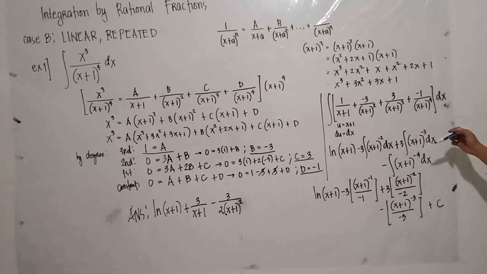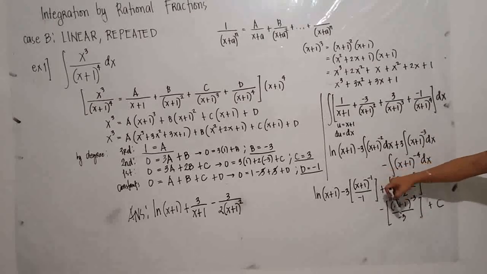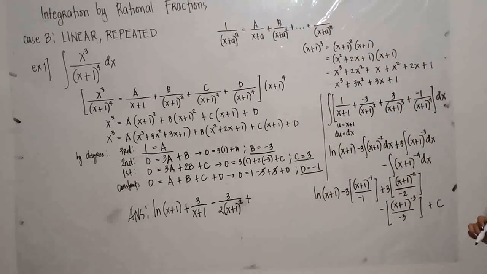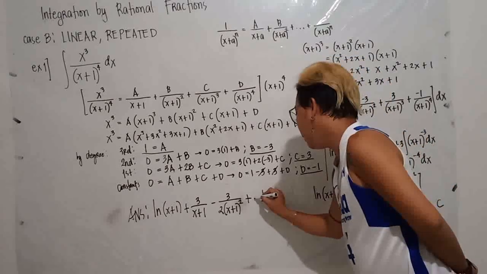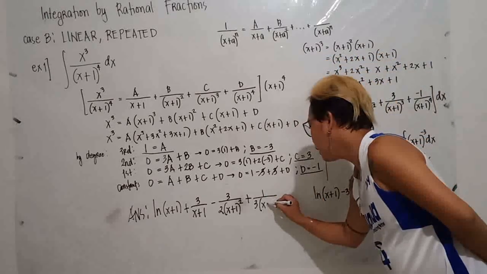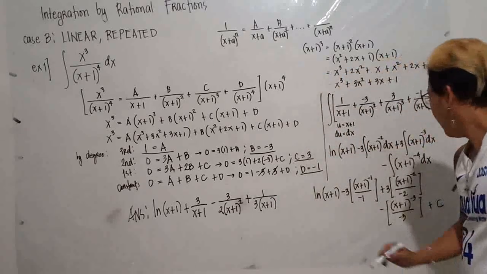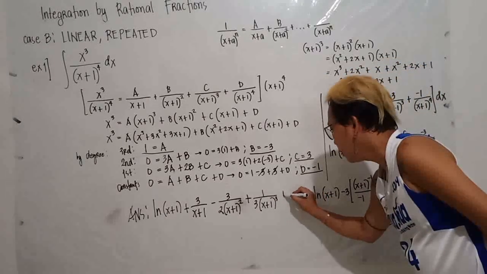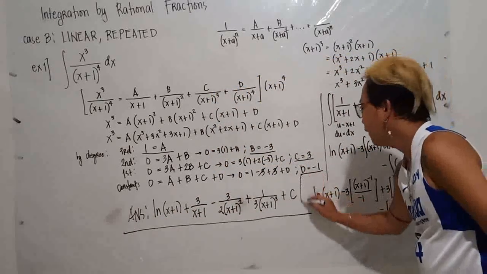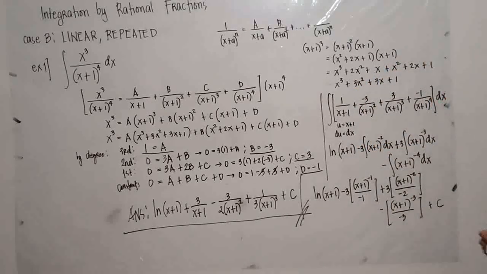Okay? Next, for the last term, this is negative and this is also negative. So, magkakaroon tayo ng positive sign. So, since negative din sa exponent, pwede natin ibaba. We will now have 1 over 3, then x plus 1 cubed plus c. So, this will be our final answer for this question.